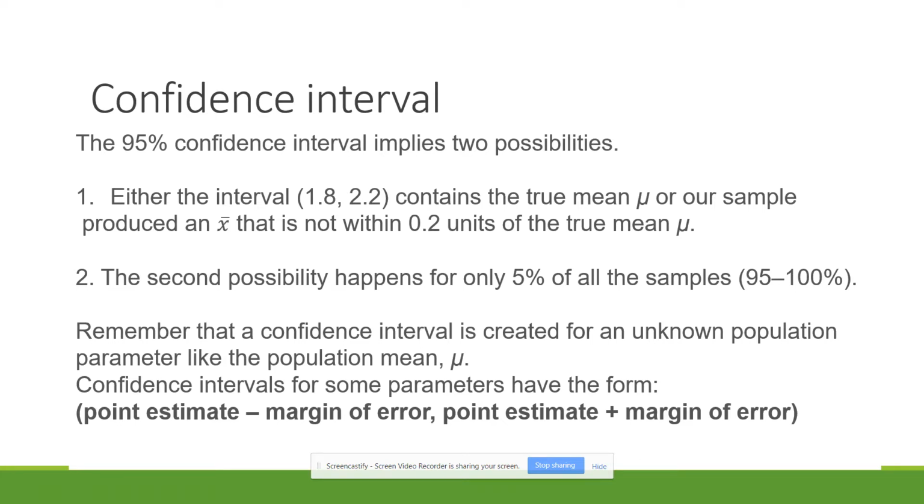Remember that a confidence interval is created for an unknown population parameter like a population mean. Confidence intervals for some parameters have this form: point estimate minus the margin of error, comma, point estimate plus the margin of error.